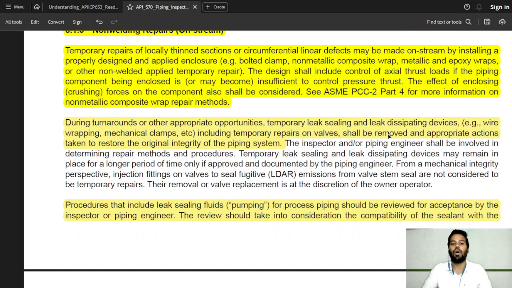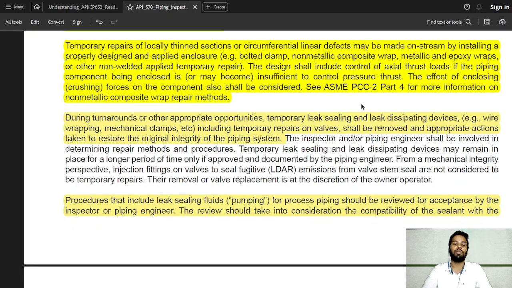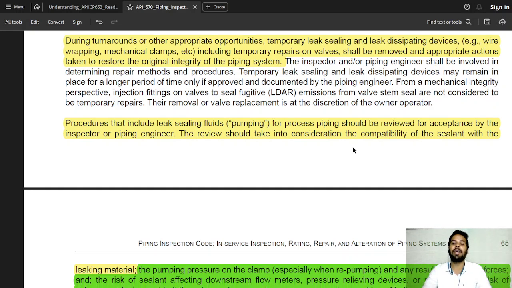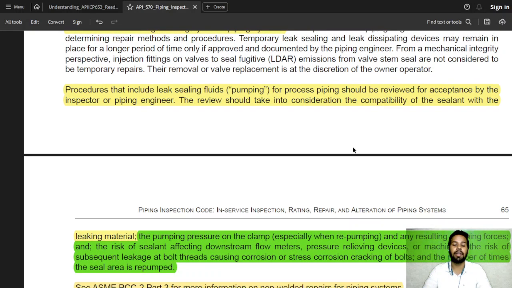During turnaround or other appropriate opportunities, the temporary leak sealing and leak dissipative devices, including temporary repairs on valves, shall be removed. Appropriate actions shall be taken to restore the original integrity of the piping system. Procedures that include leak sealing fluids for process piping should be reviewed for acceptance by the inspector or the engineer. The review should take into consideration the compatibility of the sealant with the leaking material.